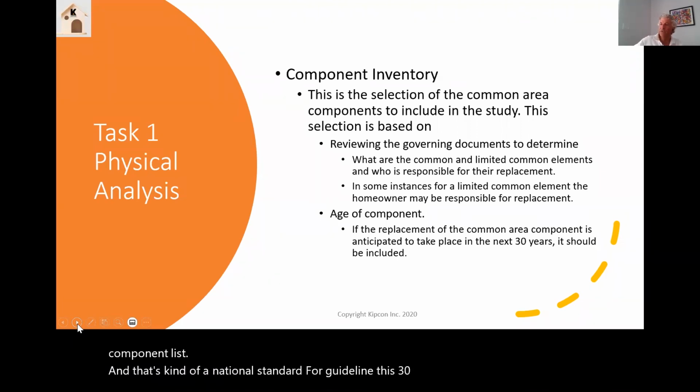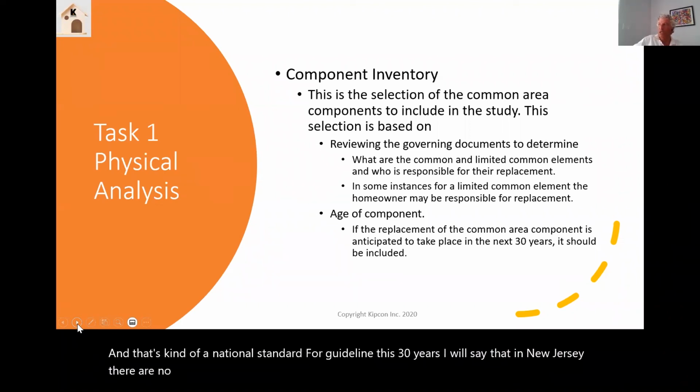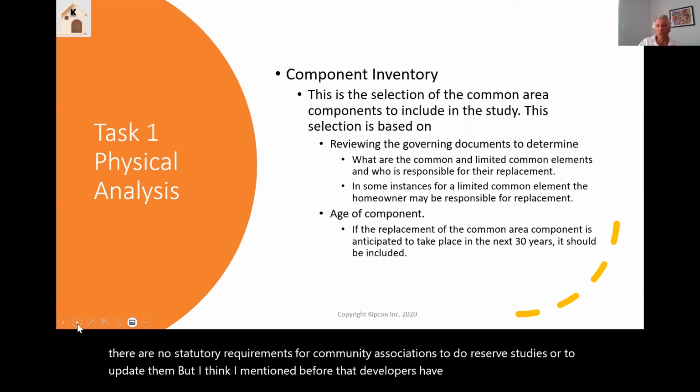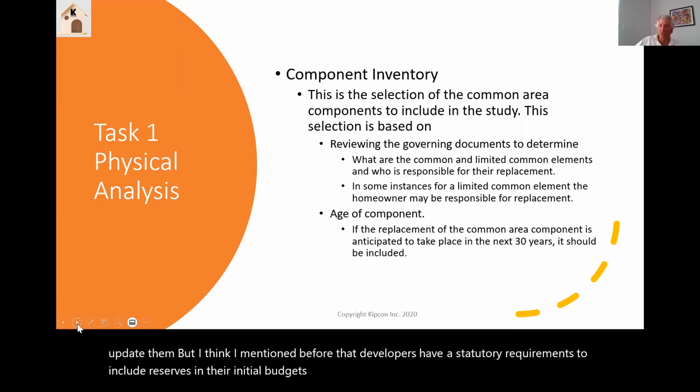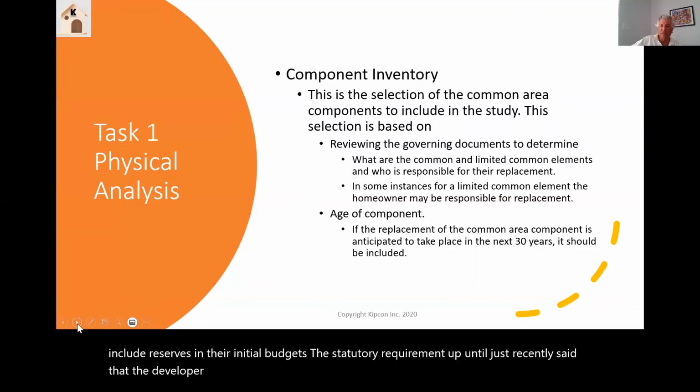I will say that in New Jersey, there are no statutory requirements for community associations to do reserve studies or to update them. But I think I mentioned before that developers have a statutory requirement to include reserves in their initial budgets. The statutory requirement up until just recently said that the developer should include adequate reserves, but there was never a definition of what adequate means. Right now, and it's been approved.